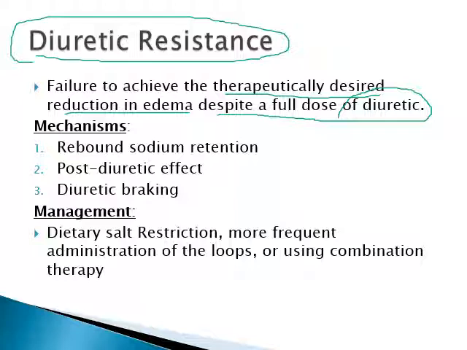Number one is rebound sodium retention. Whenever we are giving diuretics, especially loop diuretics, they are high ceiling diuretics, so that will cause nephrons to cause increased reabsorption of sodium at proximal sites or at distal sites away from the site of action of the loop diuretic. So there will be increased reabsorption of sodium. So this is the body's compensatory mechanism.